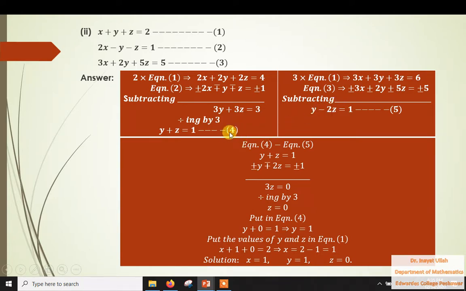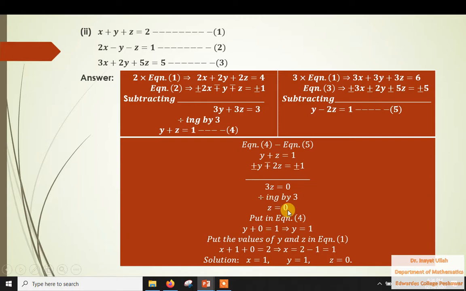Now eliminate y from these two equations. How could we eliminate y from these two equations? Just subtract these two equations: equation 4 minus equation 5. This is equation 4, this is equation 5. Because we are going to subtract these two, change the sign. Plus will be minus, minus will be plus, plus will be minus. Now y minus y cancel, plus z minus 2z, plus z plus 2z is 3z, 1 minus 1 is 0. Dividing by 3 to get z.